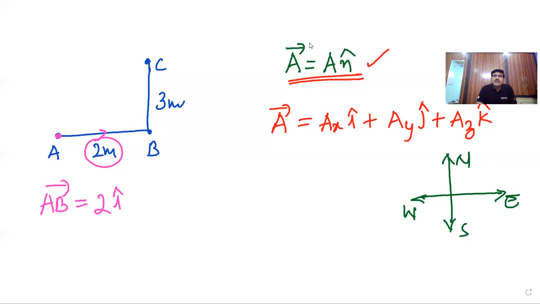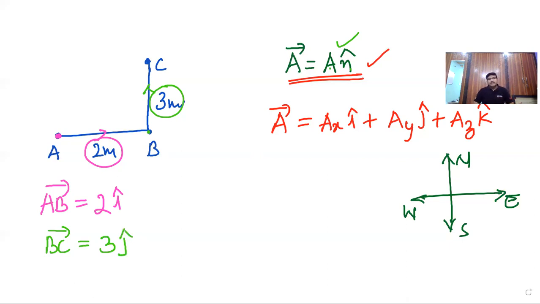Similarly, after reaching B towards east, he is moving at a right angle, upward. Upward sign is positive, meaning he is moving towards the positive y-axis. Now I need the BC bar vector. The general form is the magnitude of that vector into the unit vector along that direction. What is the magnitude of BC? 3. It is towards up, the north side, positive y-axis. What is the unit vector? j cap.